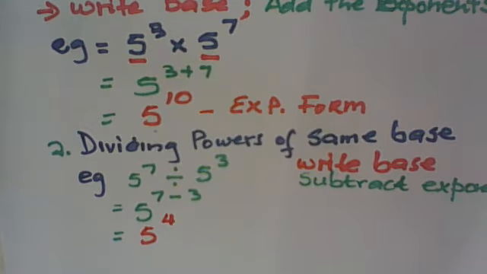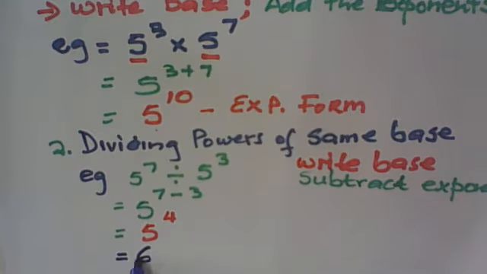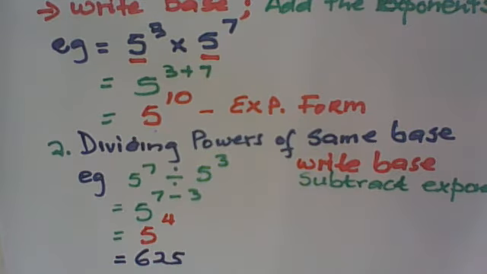How did I get that? Split 5 to the power 4 into 5 to the power 2 times 5 to the power 2. Now 5 to the power 2 is 25. Then 25 times 25 is 625. Now this is the simplified form, whereas this one is still in exponential form. So guys, let's move on.